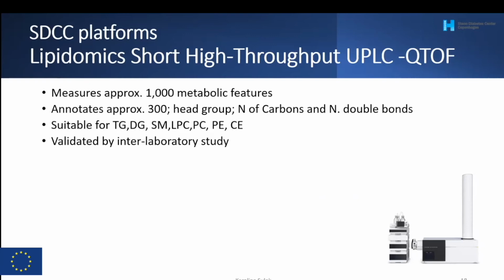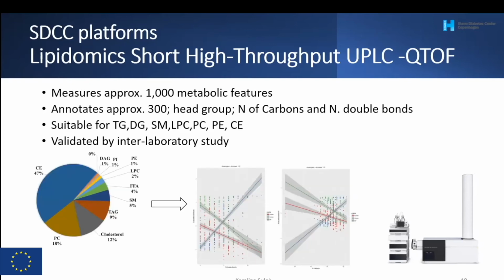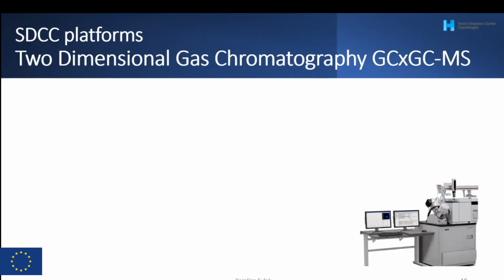Going a bit into details, our QTOF is measuring approximately 1,000 metabolic features. We can annotate approximately 300 lipids because we mainly use it for lipidomics. These are suitable for different types of lipids, and this is really cool because this method has been validated by an interlaboratory study. And you can see more or less the structure of what kind of data you get.